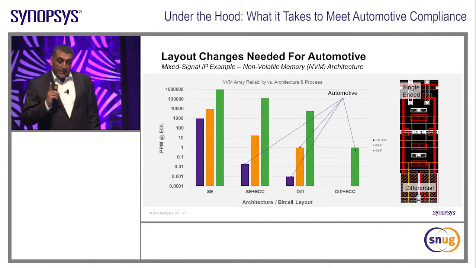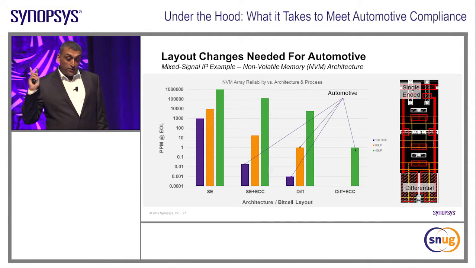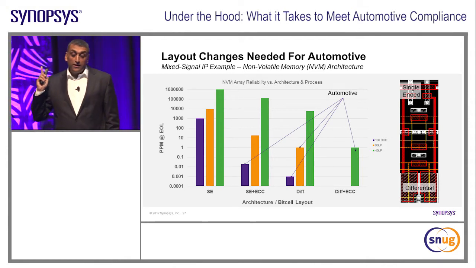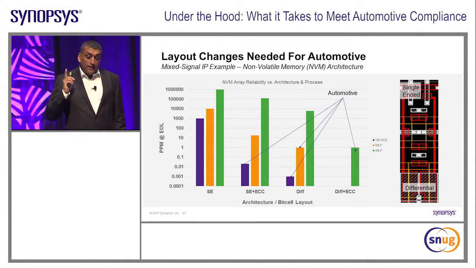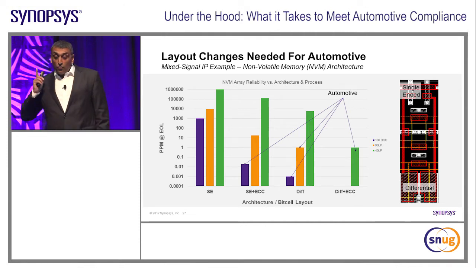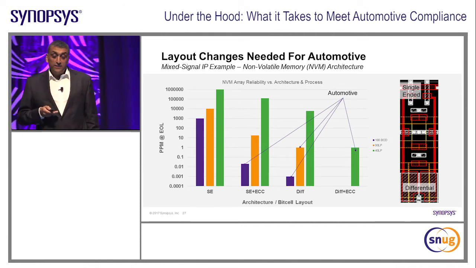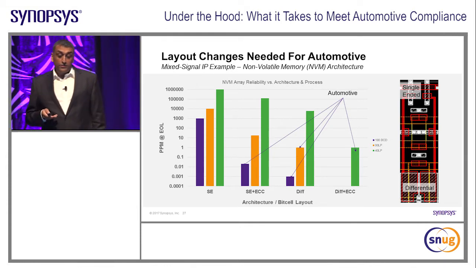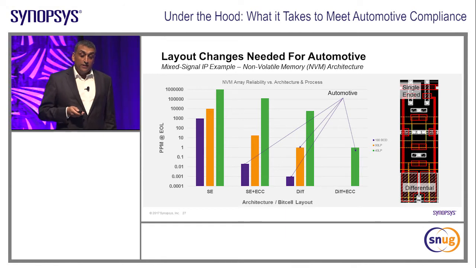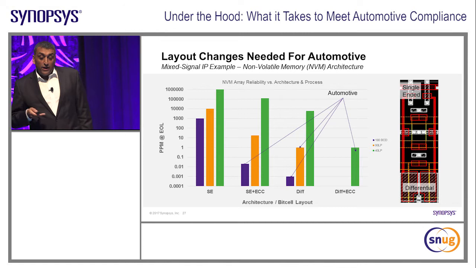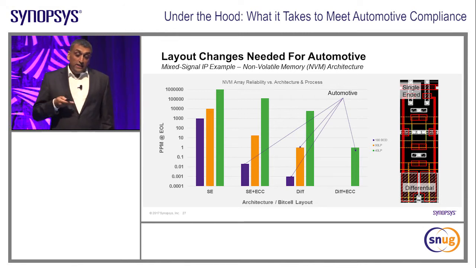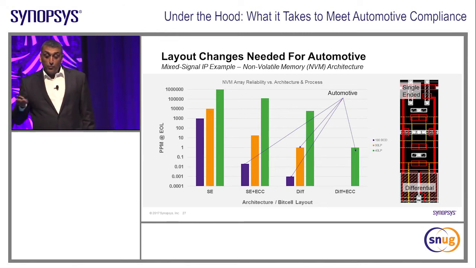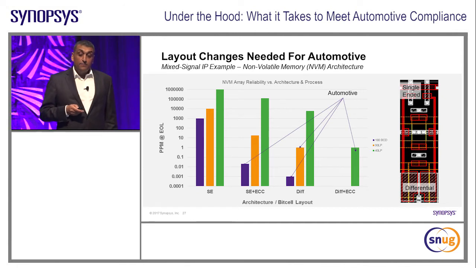The first thing to note, in order to meet that 1 ppm level, if you look at that graph, that's the y-axis. In order to meet the 1 ppm level for automotive, the single-ended array completely fails. If you go across to the second set of bars, you see that if you add ECC at 180 nanometer, you can now meet the automotive requirement. But if you go to a smaller node, like 90 or 40, you actually fail automotive requirements.